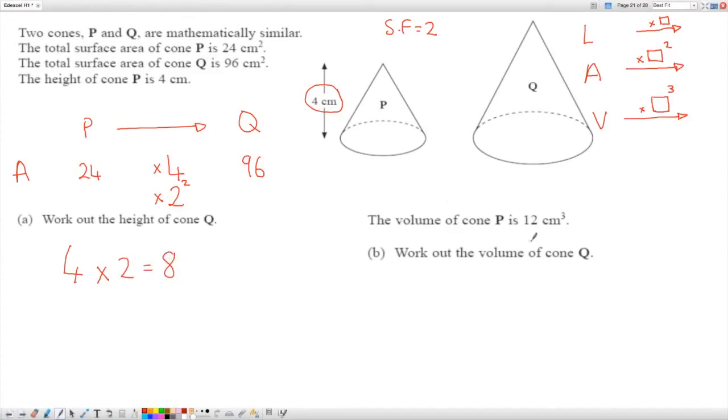But when we are talking about volume, as in here we have the volume of P, we will be timesing by the scale factor 2 to the power 3, 2 cubed. So we are timesing by 8. The volume of cone Q is 96 centimetres cubed.